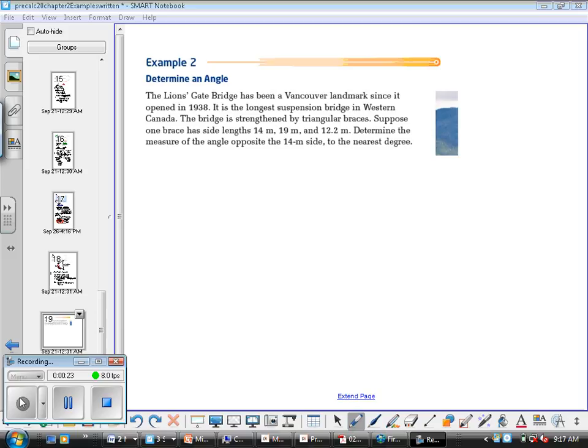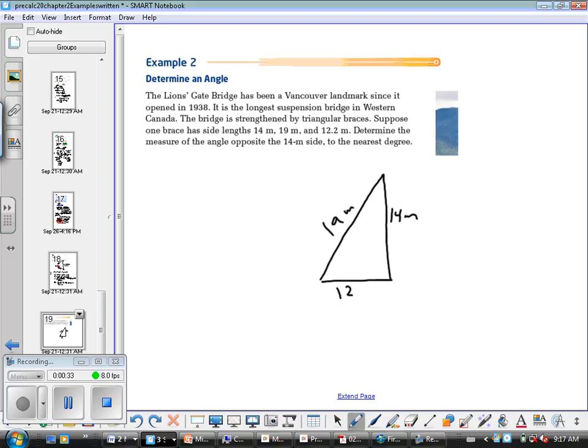Okay, so it's going to have a 14-meter side. It's going to have a longer 19-meter side, and then it's going to have a shorter 12.2. Not the best scale diagram. That 12.2 is a little too short, but you'll get an idea, right? Determine the measure of the angle opposite the 14-meter side. So we're looking at this one right here, okay? And to the nearest degree.